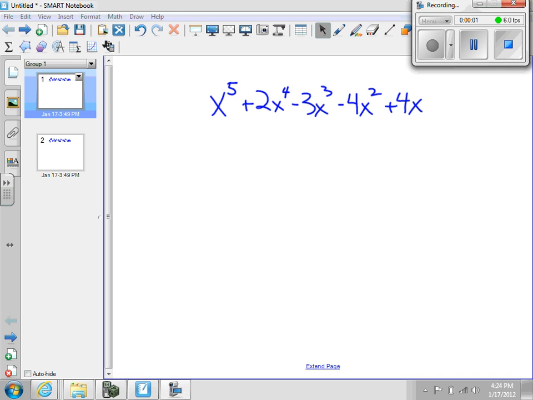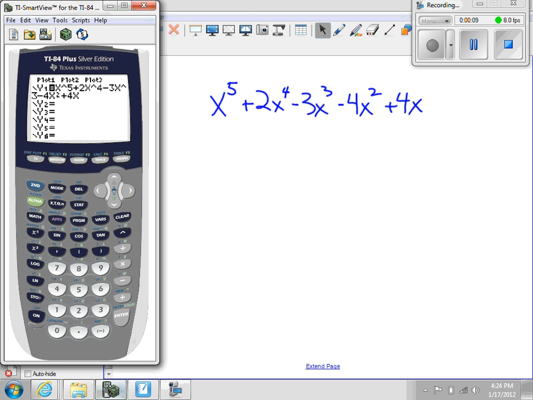The next thing I want to do is find how we determine local minimums and local maximums. I already entered this function into my calculator, and I'm going to go Zoom 6 and see what the graph looks like. Well, this graph has a lot of turning points. I'll have a turning point there, there, and there. It looks like I have at least 4 turning points.